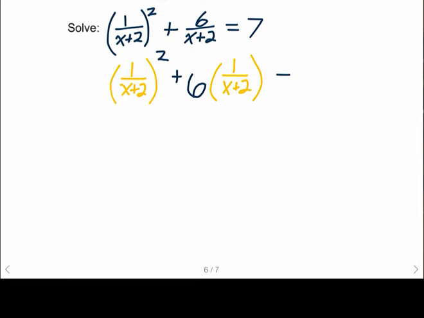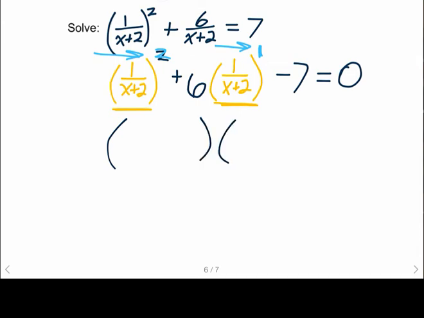If I subtract 7 from both sides, then I have that that is equal to 0. So what I have is something that's quadratic in form. 1 over x plus 2 is showing up in the first and second term. And in the first term, it's squared. The second term, it's to the first power, and so the exponent in the first term is exactly double that in the second term. This will factor as usual. In fact, why don't you go ahead and pause this and finish it off.